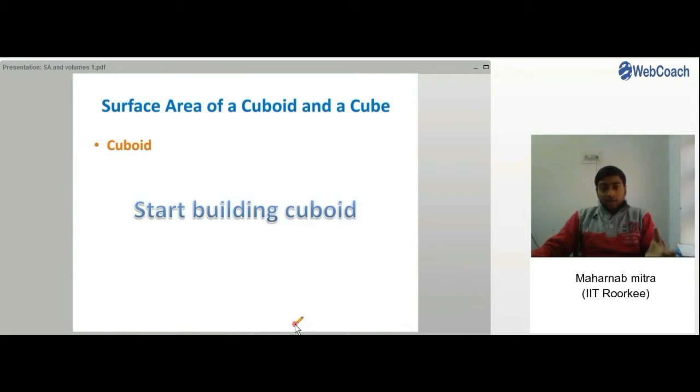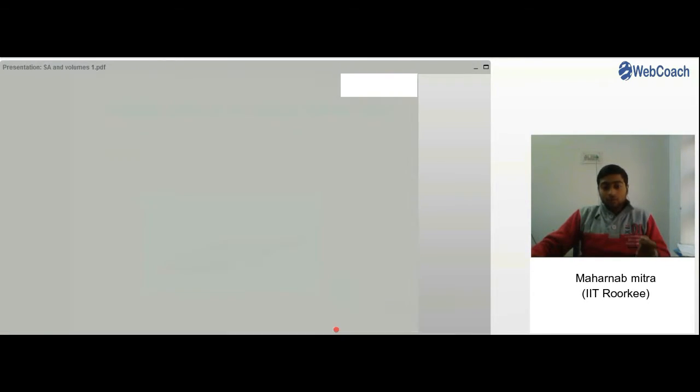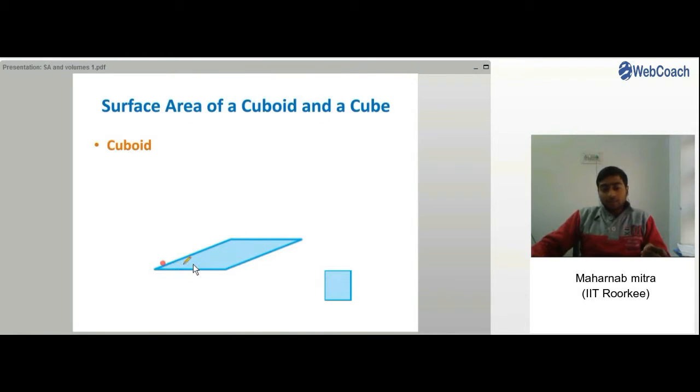Now let us see how we can build a cuboid. By building the cuboid from scratch, we will get to know how to find the surface area of that cuboid effectively. So let us start off by building the base. The base, you can see, is a sheet which has been cut out, and it is laid down in a horizontal plane, resting on a horizontal plane directed into the screen.